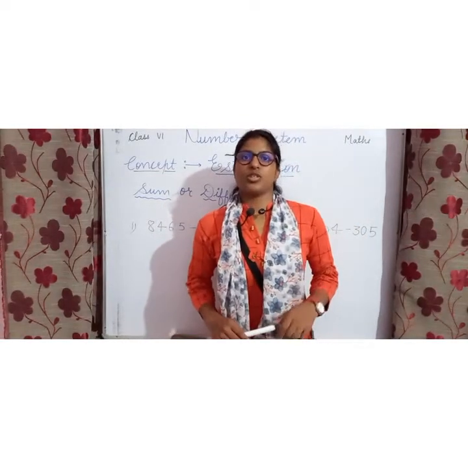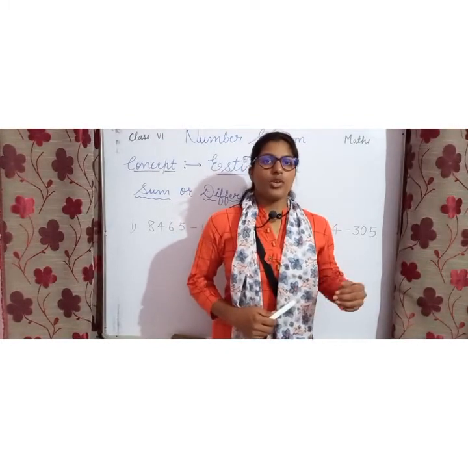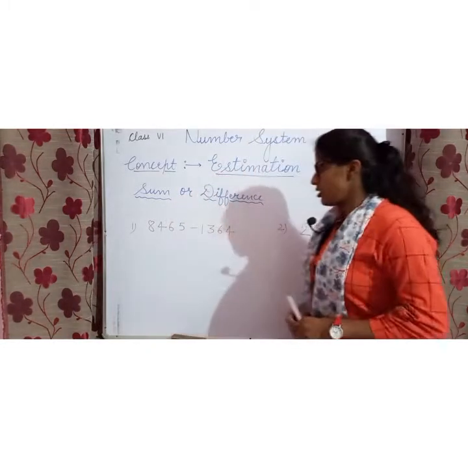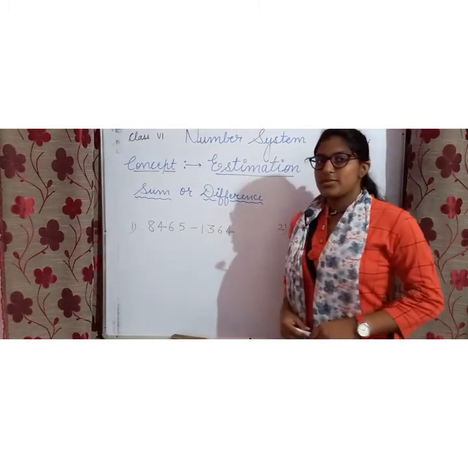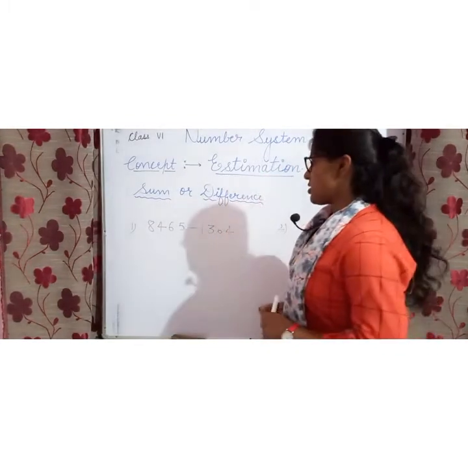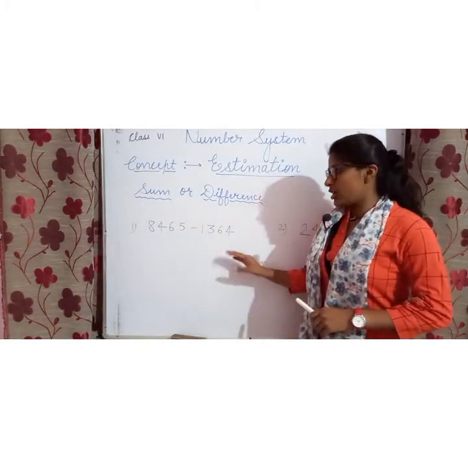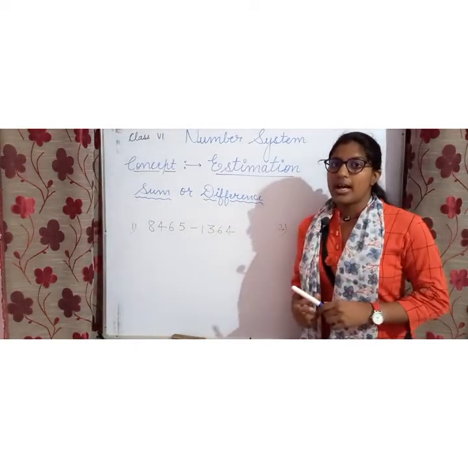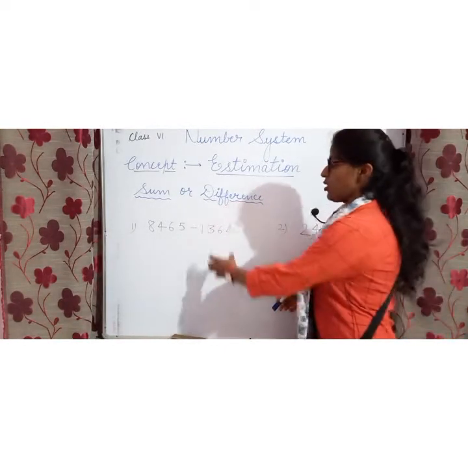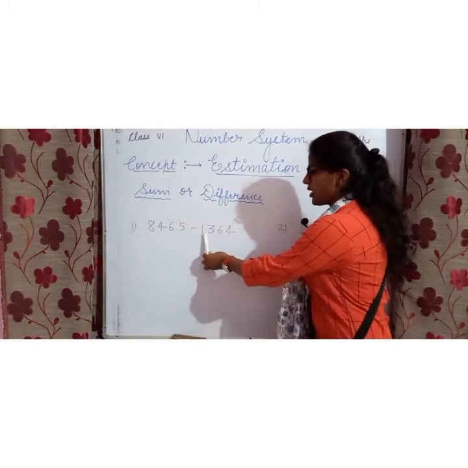Next is estimation of difference. How can we estimate the difference? We use the same rules that we used in sum. Now see here, you have two numbers. Firstly, identify the smallest number. The smallest number is 1364. Clear? Now, rule number 2, identify the greatest place value of the smaller number. What is the greatest place value of this smaller number? Ones, tens, hundreds and thousands.